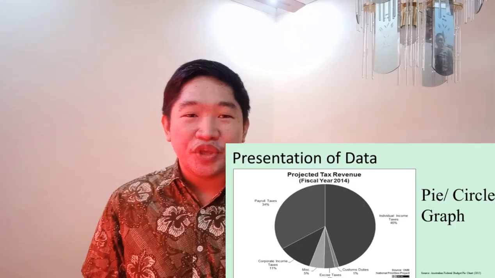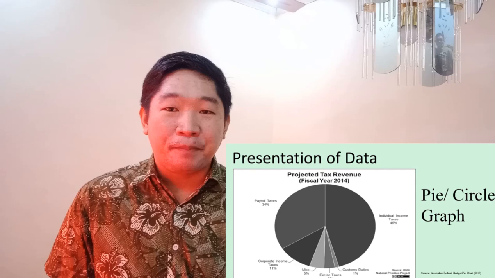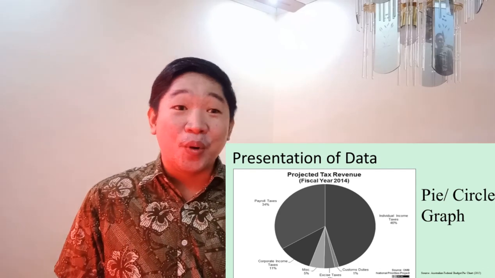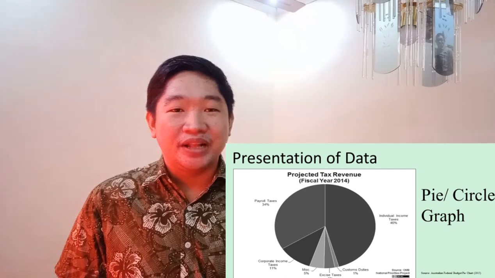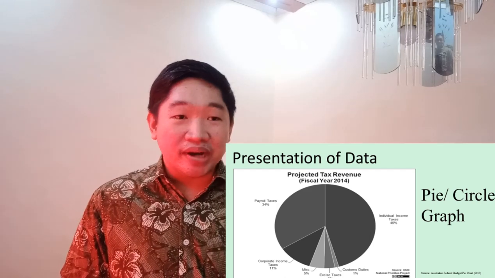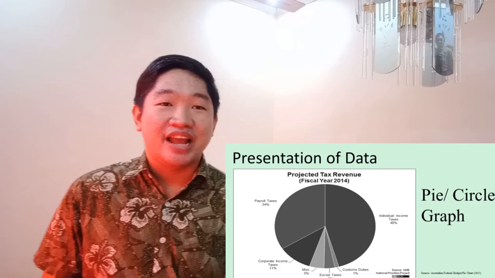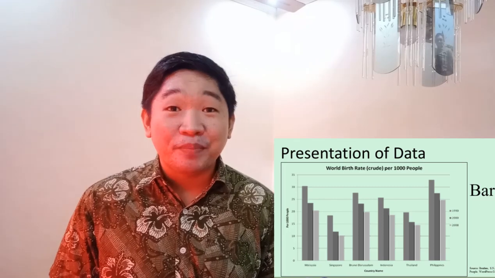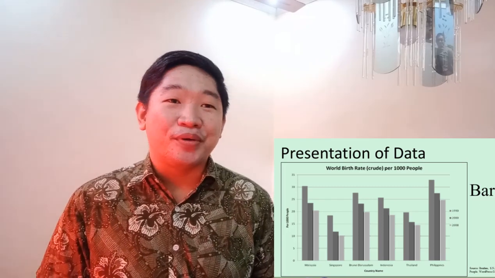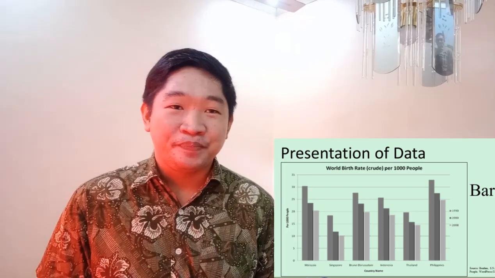Pie graph. It is used when you want to present a certain portion compared to the whole. It is usually applied but not limited to reports on consumptions and financial matters. Bar graph. It is used when you want to show abrupt comparisons among groups or categories.